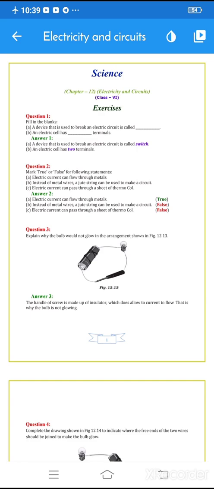Dear students, in the previous class, I was discussing the lesson electricity and circuits, and it was completed in yesterday's class. In today's class, let me explain the exercise part. If there are any doubts regarding question answers, you can drop me a message personally so that I can make the question answers clear.